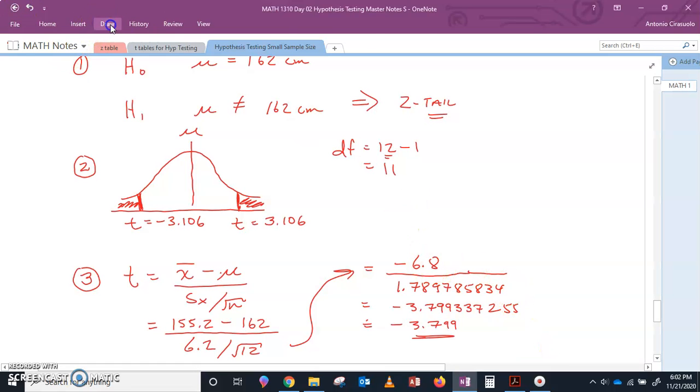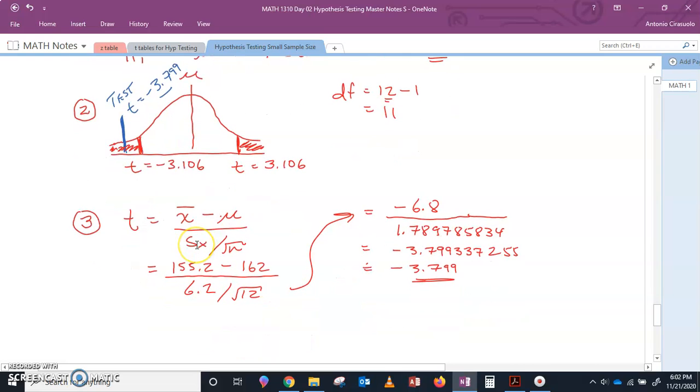So according to this, then, our test value is negative 3.799, which clearly puts it in the tail area. So that's our test value. And once again, based on this, you can see that we're going to reject because it is in the critical region, the rejection region. Okay, so our decision in this case is going to be to reject H naught.